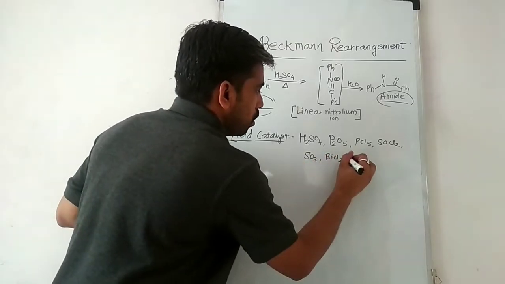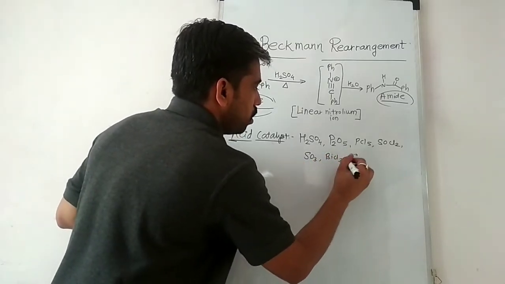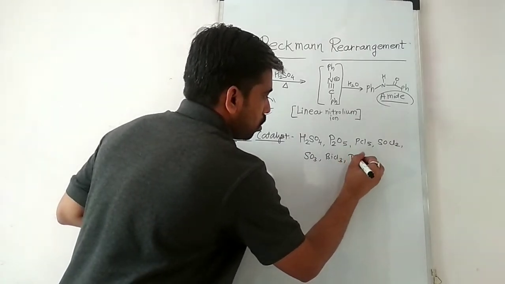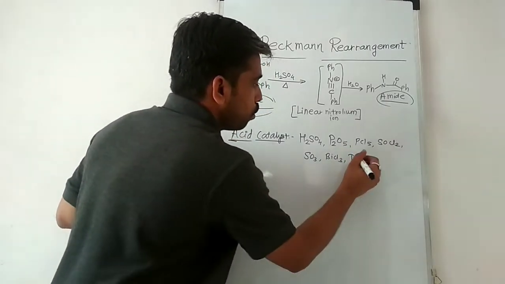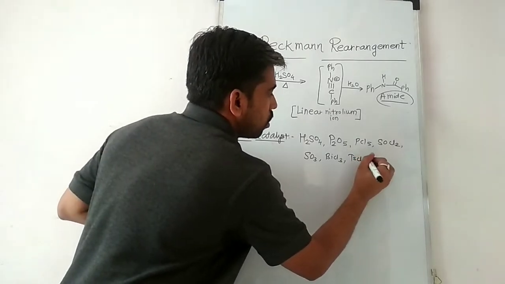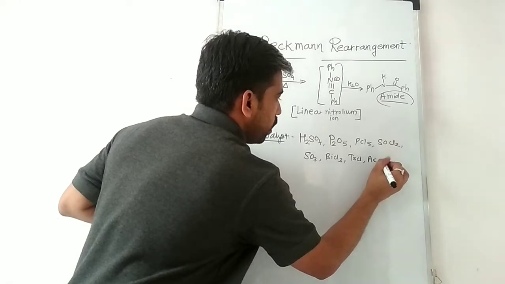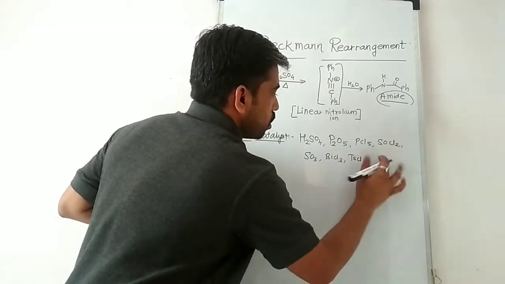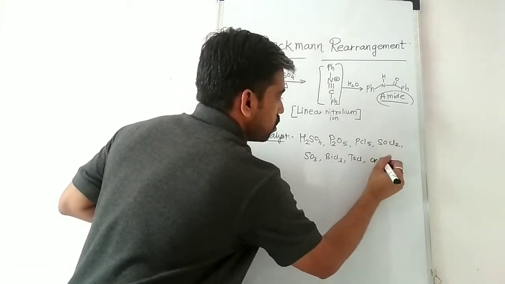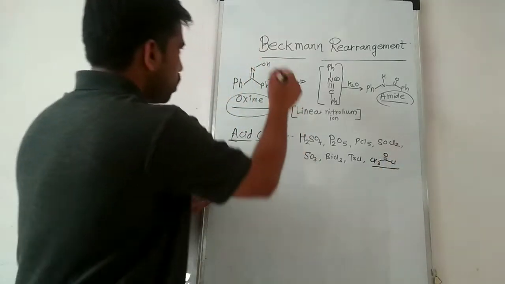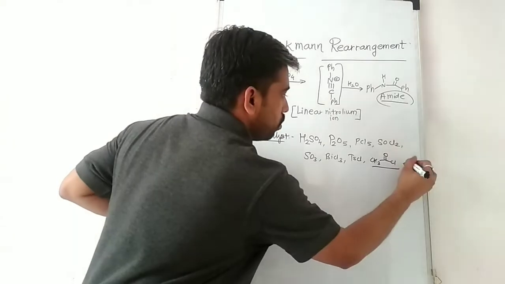BiCl3, then tosyl chloride for making the better leaving group. Okay, then acid chloride. Simply write this structure like this: CH3C double bond OCl. This is also used for making this better leaving group, etc.